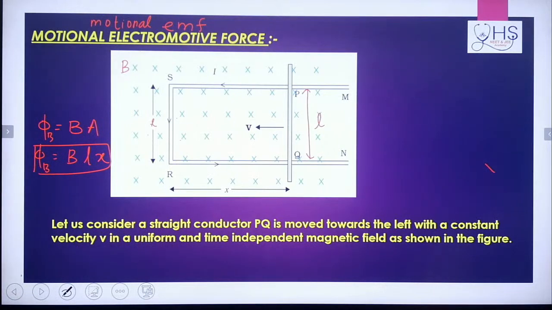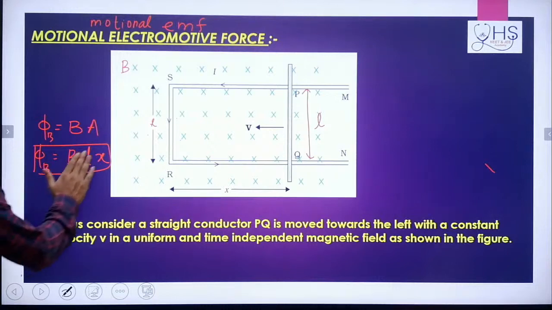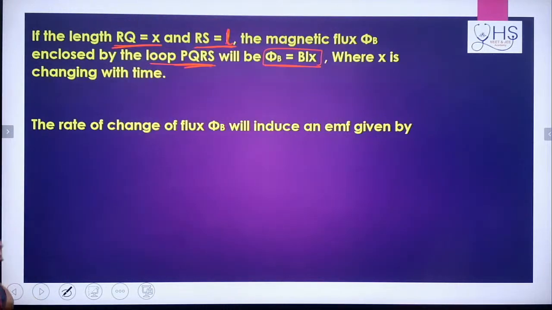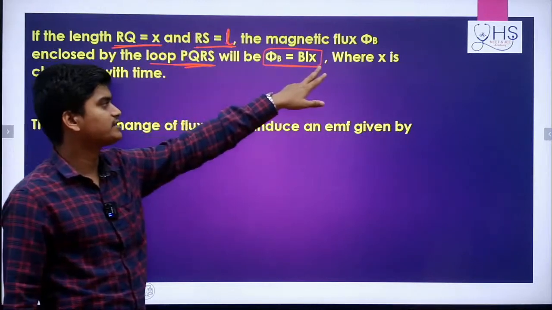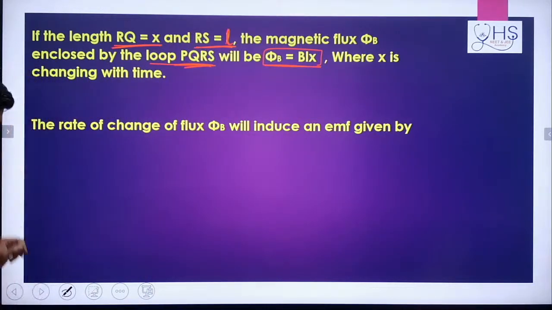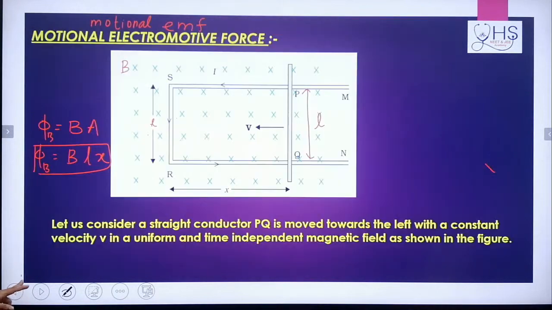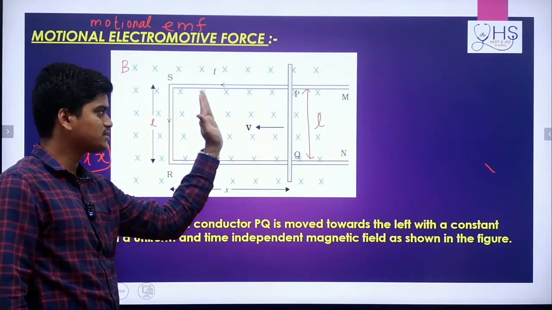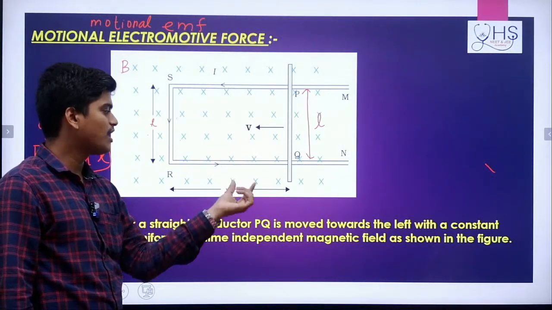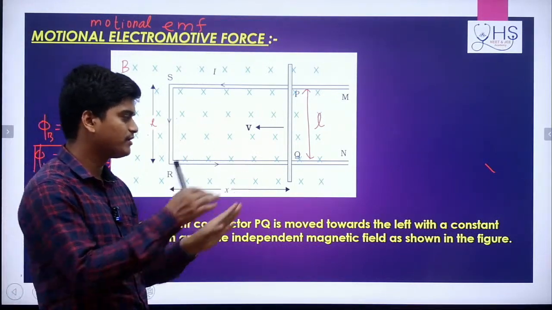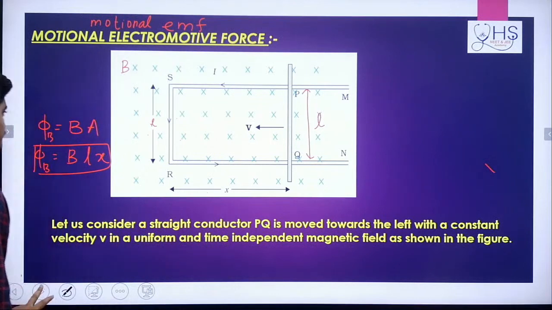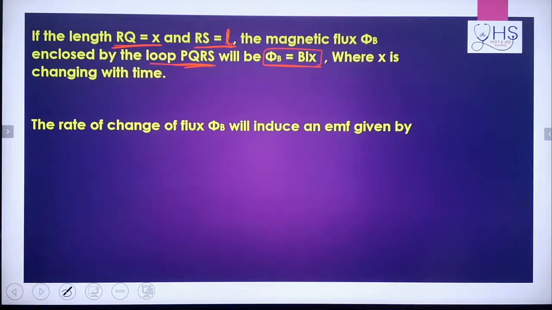So that is what we are saying here. RQ is X, RS is L, the magnetic flux is BLX, and X is changing with time. Why is X changing with time? Because when this rod moves towards the left side, the distance X changes, so it depends on time. According to time, X is decreasing. Now the rate of change of flux phi B will induce an EMF.